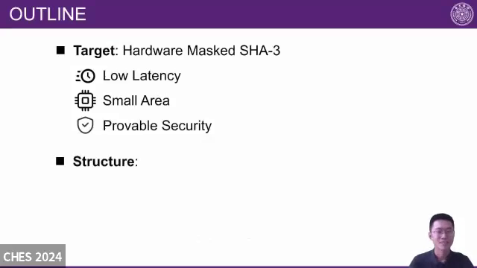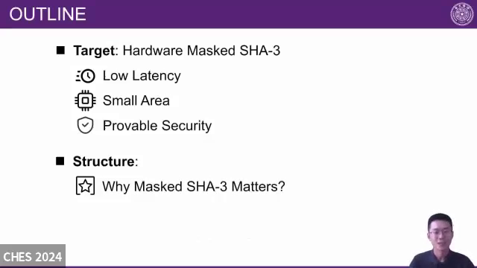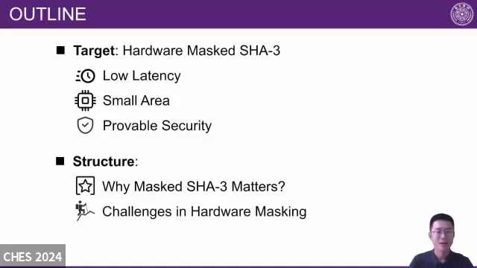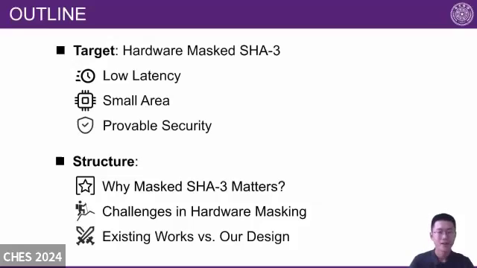Here's the outline of my presentation. I'll start by explaining why we need a low area, low latency masked SHA-3. Then I'll talk about the challenges in hardware masking. After that, I will review how existing works address these challenges, and finally I will introduce our approach and design solutions. Let's get started. Our work revolves around hardware masking of SHA-3. So in the first place, why does SHA-3 need hardware masking?